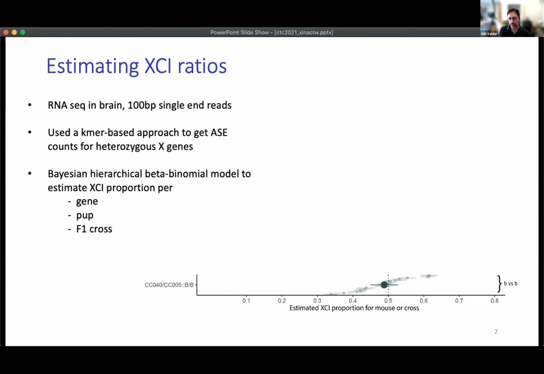X-inactivation proportion per gene, per pup, per cross. And what the results of that look like is this, just a sample of the results. On the x-axis we've got the estimated XCI proportion, and this is actually for a cross where at the XCE allele it's homozygous, so we would expect it to be a 50-50 ratio. These are the X-inactivation proportions for the individual pups. This is the overall consensus proportion for that F1 cross. When we look at this picture for an F1 where they're heterozygous for those XCE alleles, we see this shift just as we would expect to.